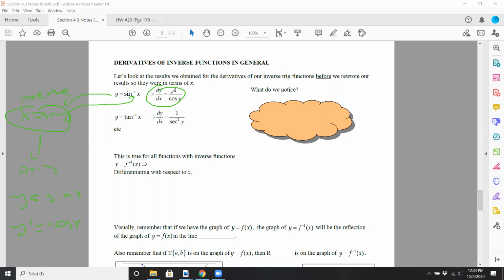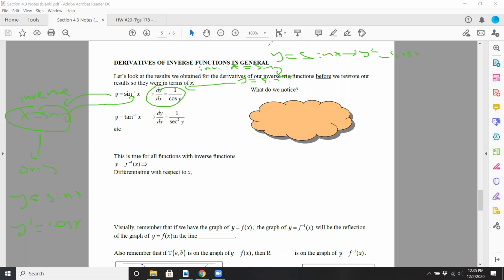So it's interesting that if my original is y equals sine x, that derivative is of course cos x, and then when I do the inverse, which is x equals sine y, and you isolate y, so y equals inverse sine of x, that derivative was 1 over cosine y. So it looks like they're reciprocals in a way, the derivative of the original and the derivative of the inverse.